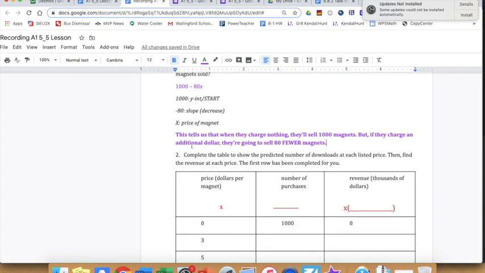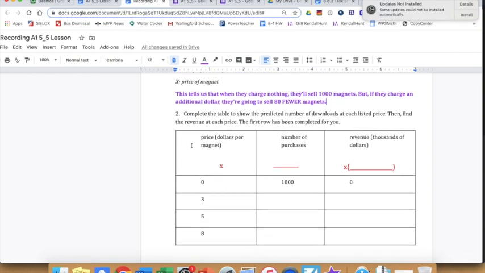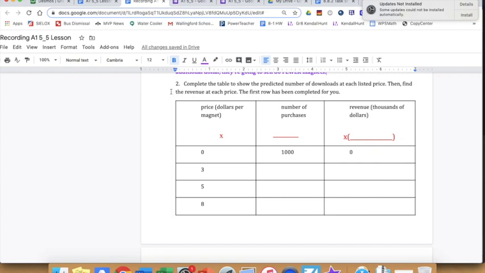Okay. So I want you guys to try to figure the table. That's a very important thing to do on your own. So I want you really to fill in the table to show the predicted number of, oh, I didn't change it from downloads. Dang it. Predicted number of magnets. I'm glad I'm doing this before the live. At each listed price. Then find the revenue at each price.